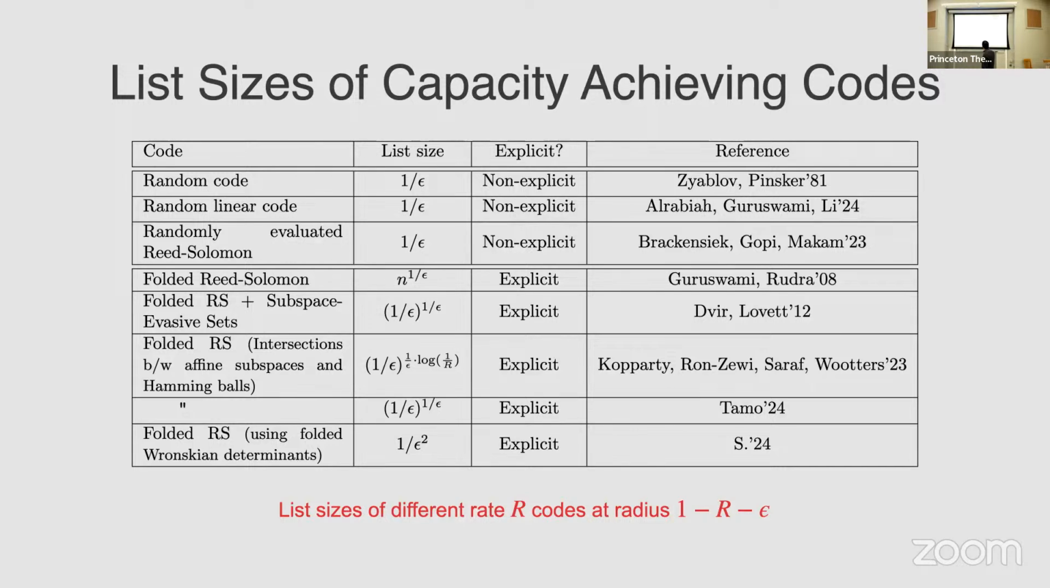And then with a view to reduce this list size, there was an explicit construction of something called subspace evasive sets by Dvir and Lovett, which was able to reduce the list size to 1 over epsilon to the 1 over epsilon. So it is a constant independent of n. So as n goes to infinity, this still remains the same. And later, it was found that even without any modification for folded Reed-Solomon codes, the list size is a constant independent of n, just by an improved analysis.